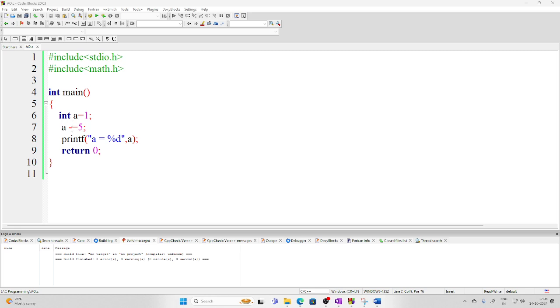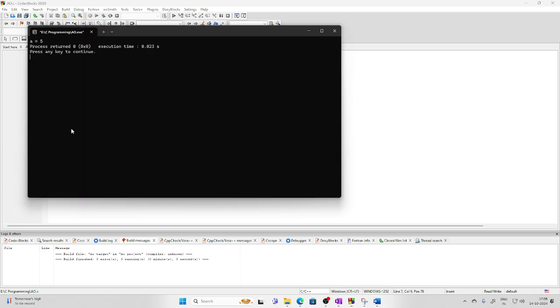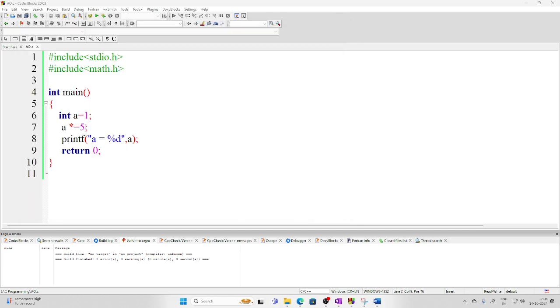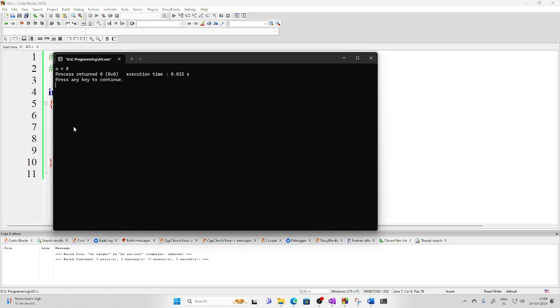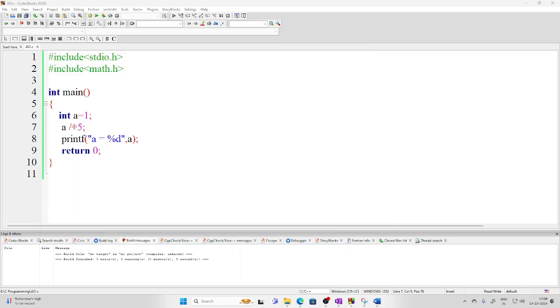Okay, so I can write the multiplication. So a = a * 5. a is 1, so 1 times 5 will be 5. And if I write division, as you know, a is integer and having a value 1. So 1 by 5 will be 0.2, and that 0.2 will be truncated and you will simply get 0 here. So in this way you can use compound assignment operators in C.